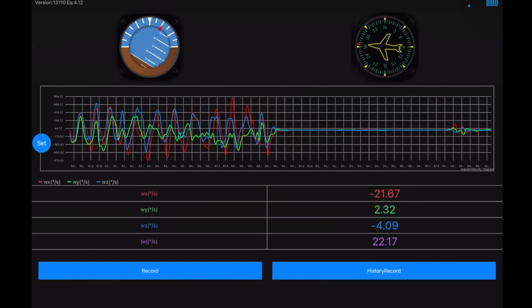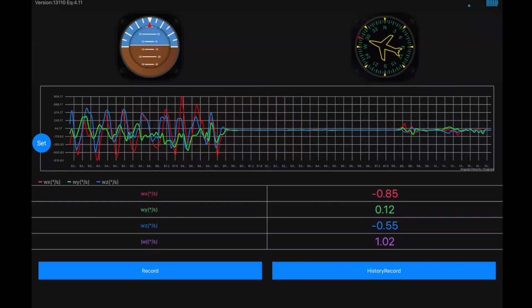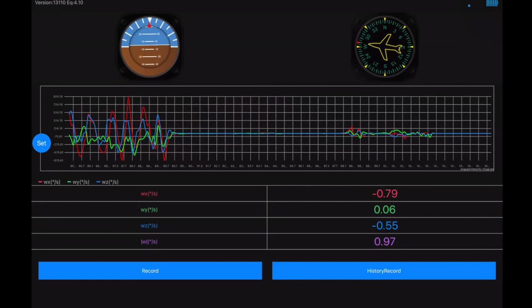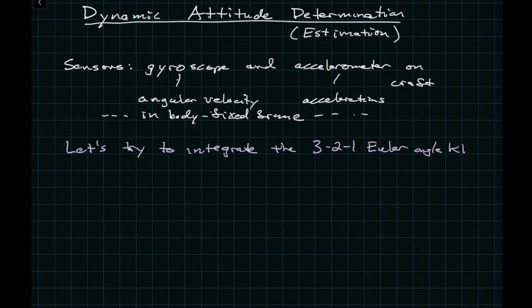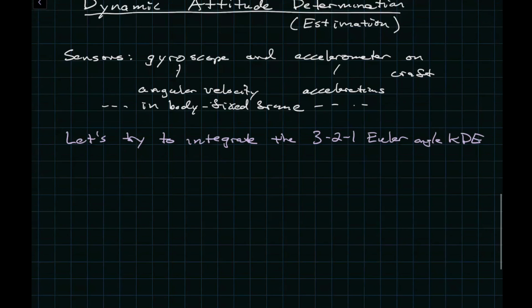So we could try that, see how that goes. So what could I do if I've got the angular velocities? Let's say I don't know anything about Kalman filters. What could I do? I could integrate, like we did in earlier homework. So that's what we'll try. Let's try integration. So let's try to integrate the 3, 2, 1 yaw, pitch, and roll Euler angle kinematic differential equation, which, to refresh you.